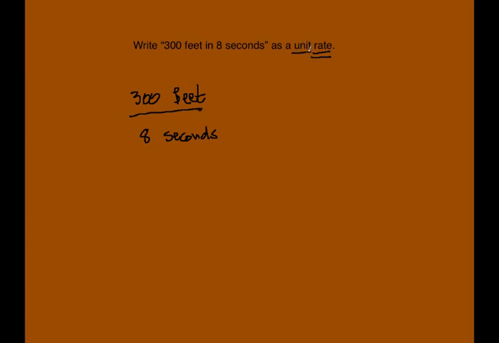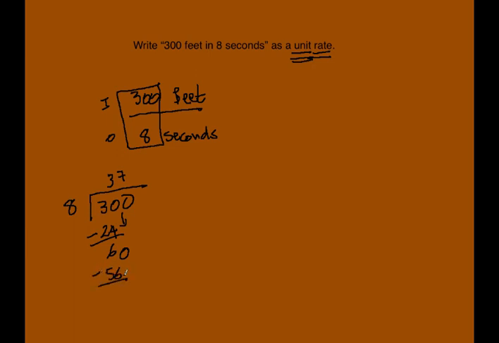And to find a unit rate, that's the key word here, we always take the two numbers and we divide. So 300 divided by 8. This one goes inside, this one goes outside. So 8 into 30, how many times? 3 times. 3 times 8 is 24. 30 take away 24 is 6. Bring down the 0. How many times does 8 go into 60? 7 times. 7 times 8 is 56. 60 take away 56 is 4.